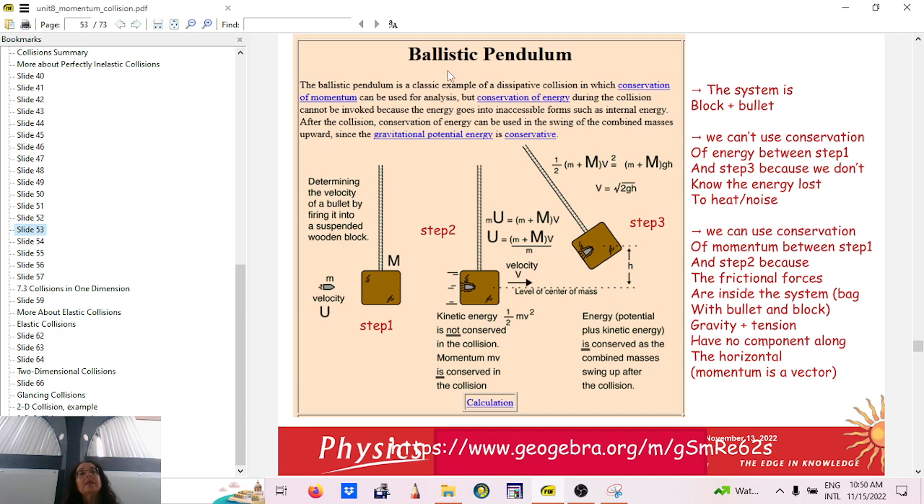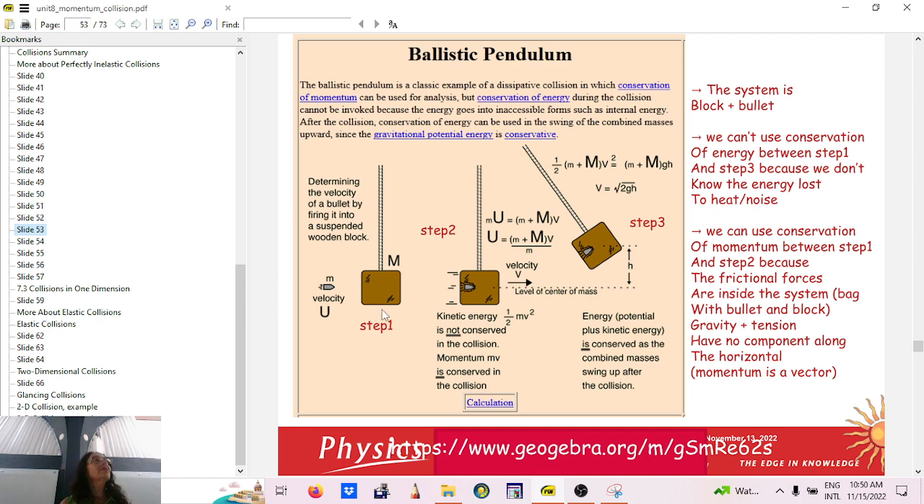Okay, ballistic pendulum. Very good. Interesting, because it goes into three steps. One step, two step, three step. So between step one and step two, I cannot use conservation of mechanical energy, because you see here, this one has no kinetic energy. This one has kinetic energy. What's going to happen to that kinetic energy is it's going to be turned here into, of course, some kinetic energy here, all right, but also into friction.